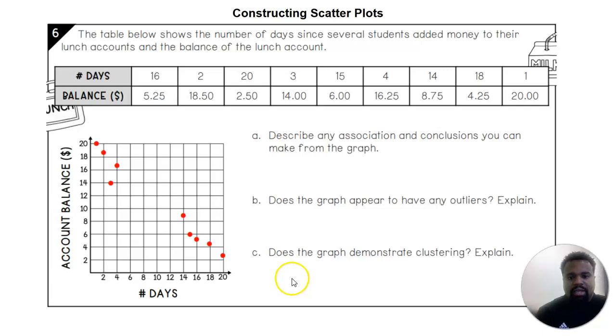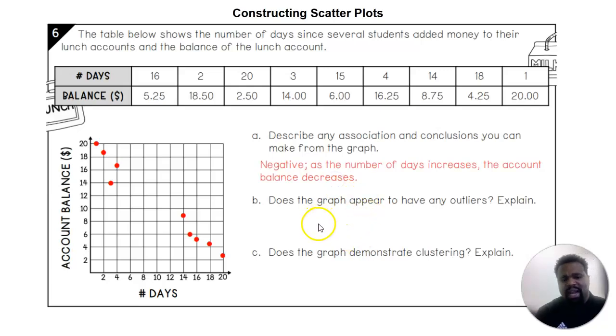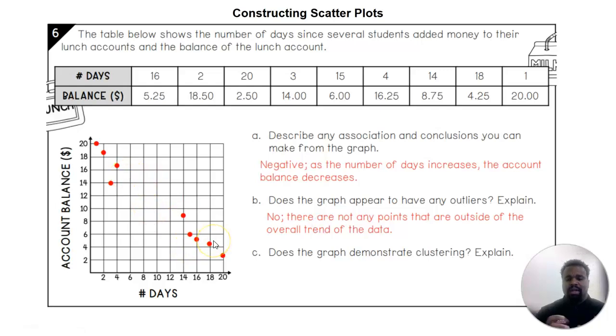All right. Describe any associations that we can conclude from the graph. It looks like as the number of days increases, the amount of money that you have decreases, which makes sense. So this will be a negative association. All right. Does the graph appear to have any outliers? No. I mean, the points for the most part are within the trend of points along the graph.